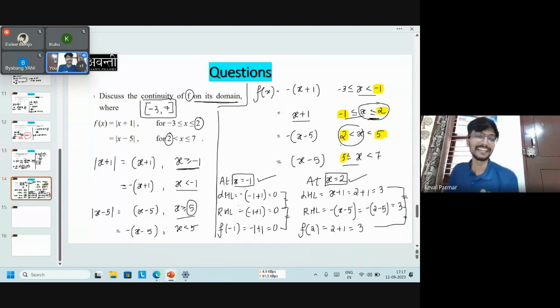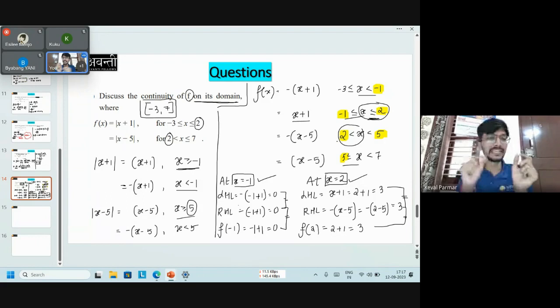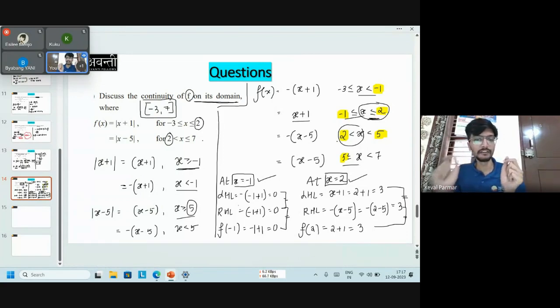Now, at x equal to 5, just calculate mentally and tell me what is the value of LHL, RHL and functional value. It will take just 10 seconds, but still I'll give you 30 seconds. Please tell me orally, at x equal to 5, what is the value of LHL, RHL and functional value. Okay? Let's do it.